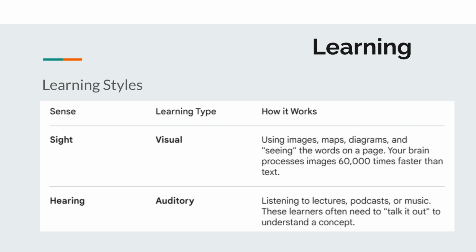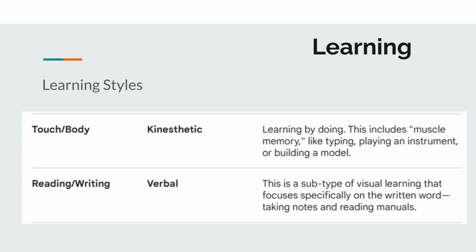Visual learners use images and diagrams, processing them very quickly. Auditory learners prefer listening, such as to lectures or podcasts, and often need to talk things out. Kinesthetic learning is learning by doing, including muscle memory, such as playing an instrument. Verbal learning, a subtype of visual learning, focuses on the written word, like taking notes and reading manuals.